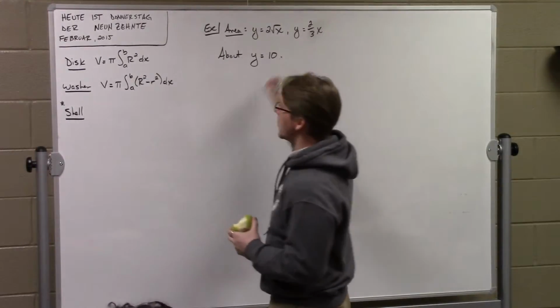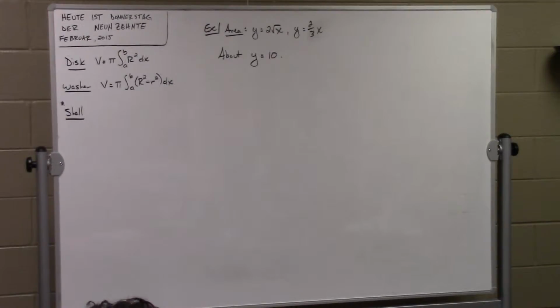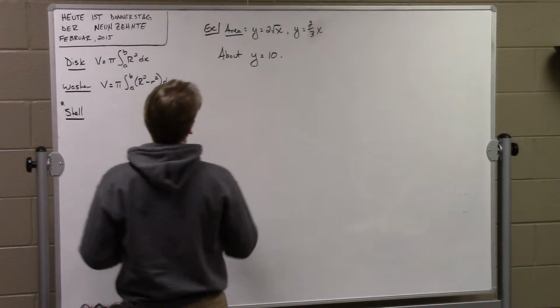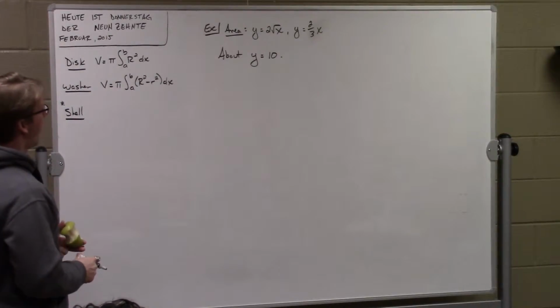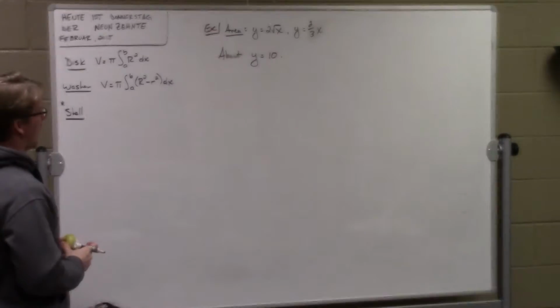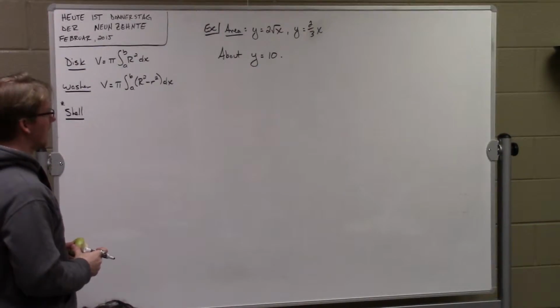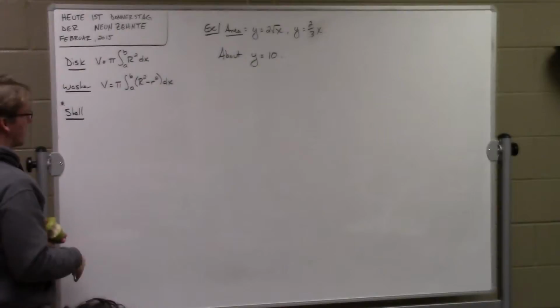They say you're never going to use it, okay? There's always an example or two on the AP where if you knew shell, it worked out very, very nice. Okay, so here's the example we're looking at. The area is y equals 2 root of x and y equals 2/3 x, and we're going around the line y equals 10. First time doing one of these, well, it is still washer. This is just washer continued, more versions of the same stuff.